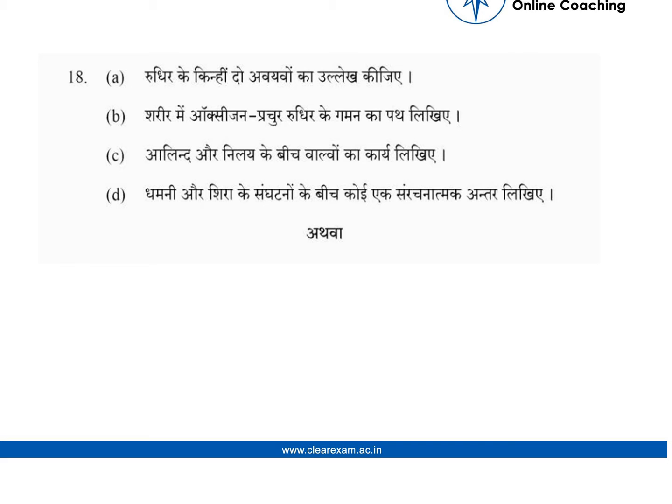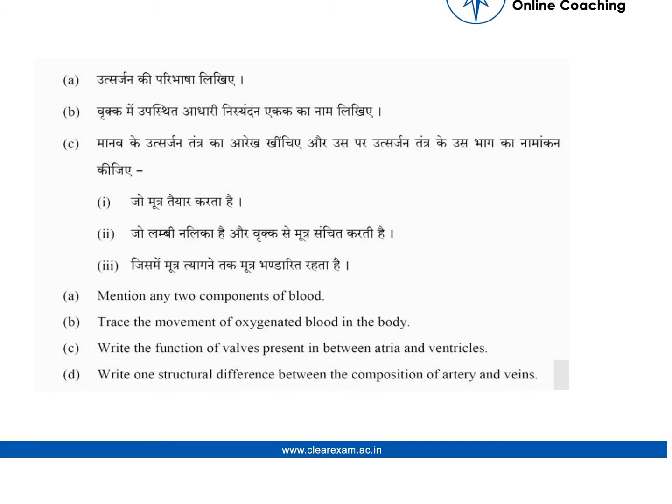Students, we would be discussing this question and its solution. The question is in two parts. The first part has four subparts. A part says mention any two components of blood. B part, trace the movement of oxygenated blood in the body. C part, write the function of valves present in between atria and ventricles. And D part, write one structural difference between the composition of artery and veins.